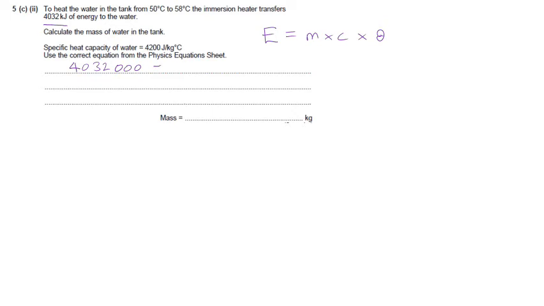4,032,000. That's the E. The mass of water is what we have to calculate, M. The specific heat capacity of water is 4200, that's the C. And the temperature rise, if it goes from 50 to 58, that temperature rise is 8 degrees. So for substituting our values in correctly, we actually get 2 marks in this question. We then need to rearrange, so we can calculate 4200 times 8, and then divide 4,032,000 by that value, and that gives us that the mass is equal to 120 kilograms.